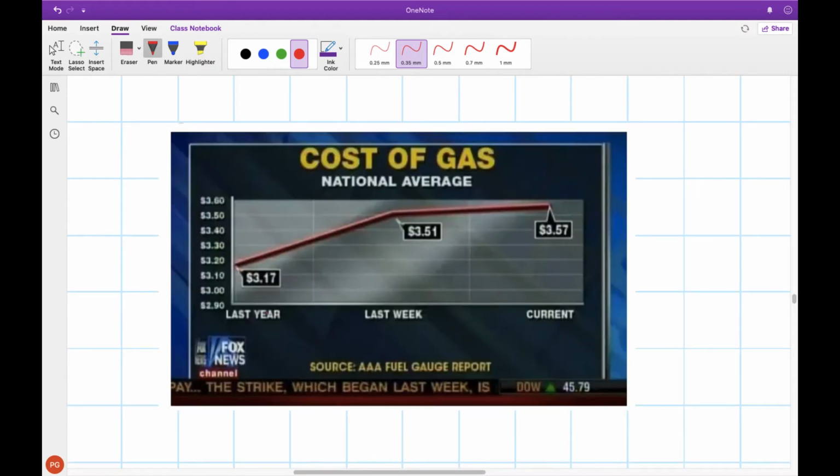The same thing is happening here, but instead of on the y-axis, it's happening on the x-axis. Last year is 365 days ago. Last week is 7 days ago. And then this is current, but these are separated by the same amount on this axis. So this is a 7-day difference. This is a 360-day difference. So again, uneven spacing can make this graph look a lot different.